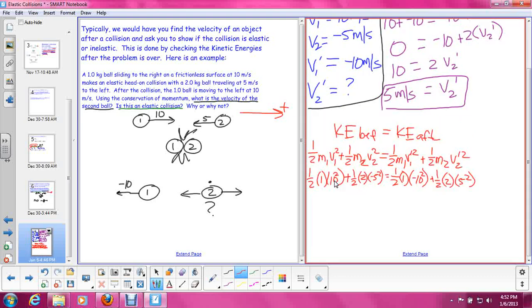So when you do this all out, you have 10 squared is 100. And when you divide 100 by 2, you get 50. So we have 50 plus -5 squared is positive 25. You have -5 times -5, and two negatives multiplied together makes a positive. So it's positive 25. 25 times 2 is 50. Divided by 2 is 25 again. So this is 25.